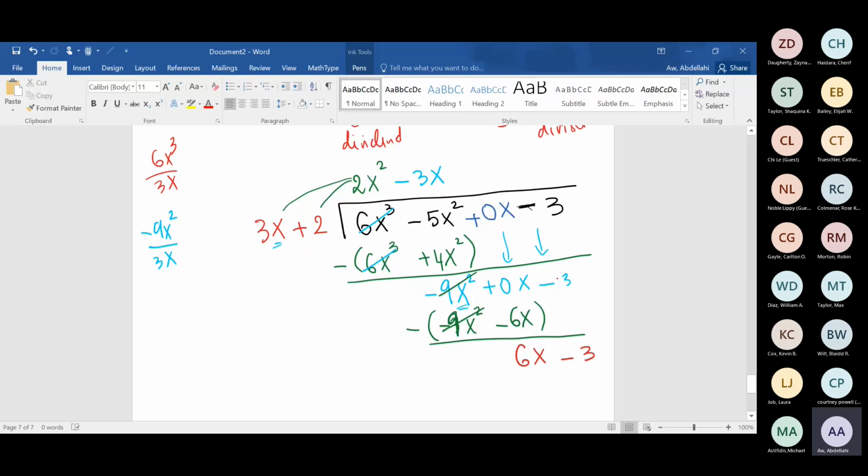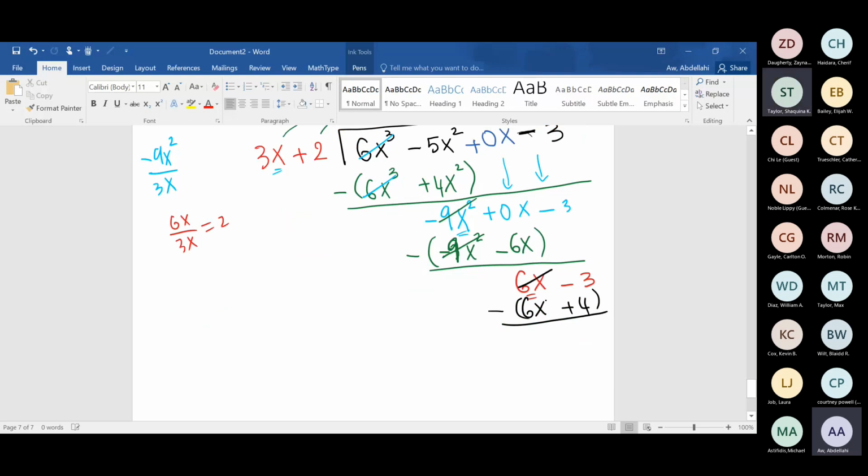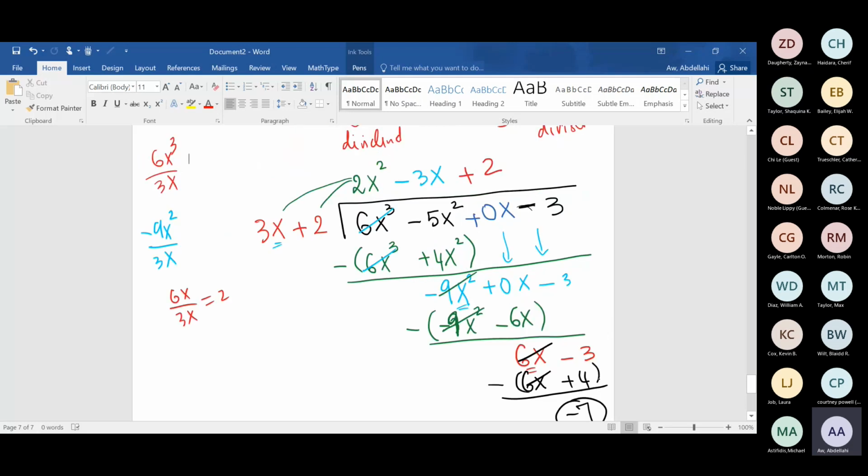So what I'm going to do, I don't stop yet because we can divide 6x by 3x. That's 2, which is positive. Thank you very much. That's going to be my last one, 2 here. And then I multiply. So 2 times 3x is 6x, and 2 times 2 is 4, right? Minus, what do I get? These two cancel out, and then I get -7, right? Now I stop. This is the remainder. And this is the quotient right here.